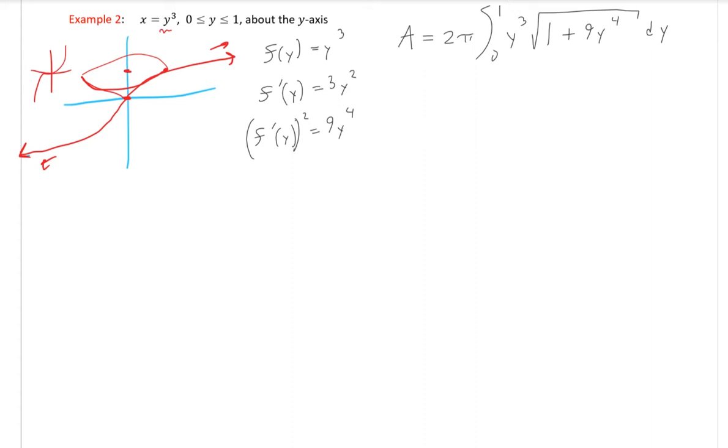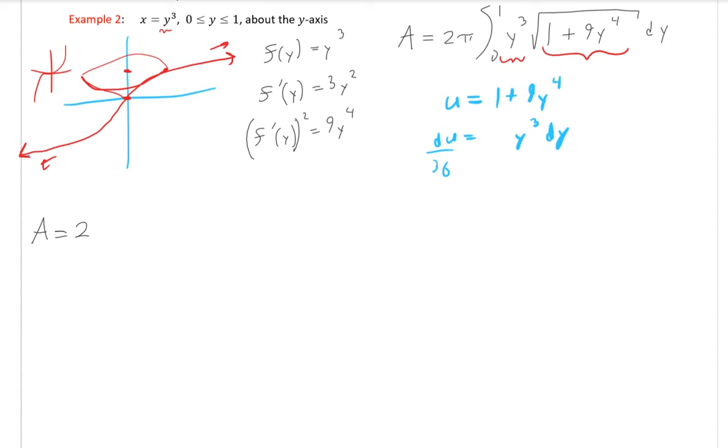What we notice pretty nicely here, the inside is y to the 4th, the outside is y cubed. This is going to be a very nice u du situation. So we can say that u is 1 plus 9y to the 4th, giving us du as 9 times 4, 36, y to the 3rd, dy. So we just divide by 36, and we have our replacement.